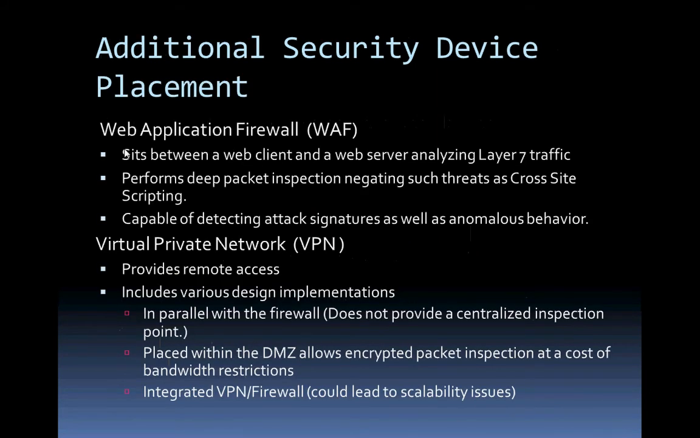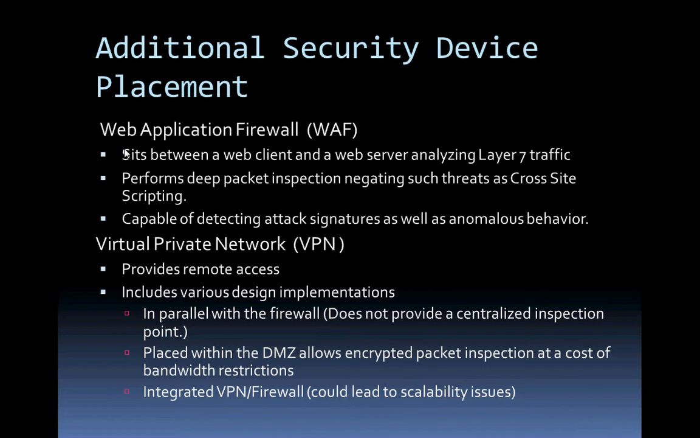And then we have additional security devices that we need to talk about: a WAF, a web application firewall, and a VPN, a virtual private network. Now that WAF, that web application firewall, sits between a client and the web server, and it actually analyzes that layer 7 traffic, all the way up there at the application layer.